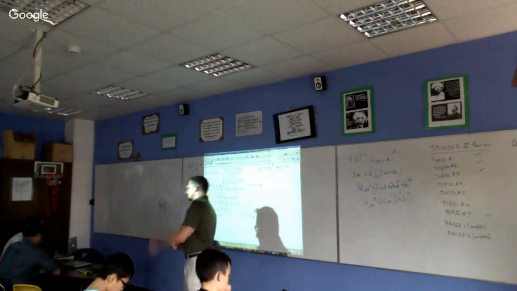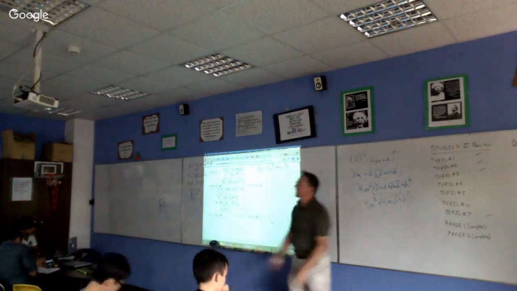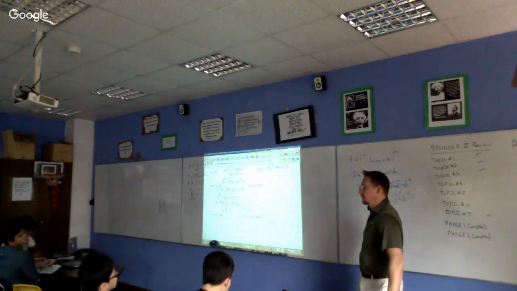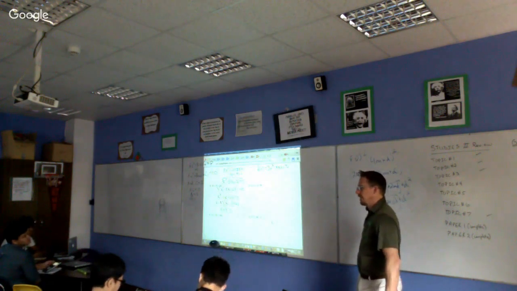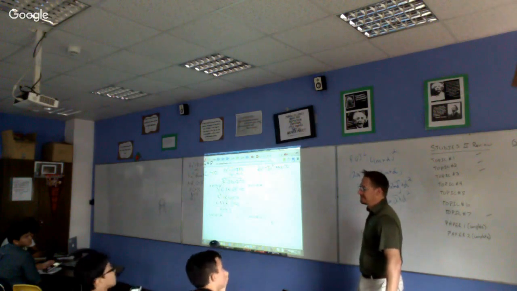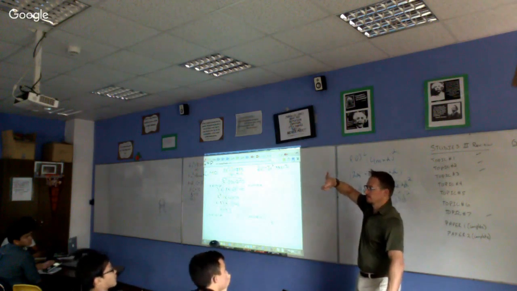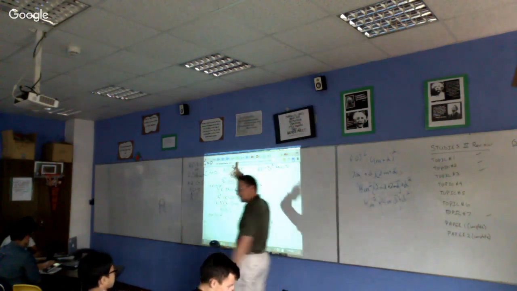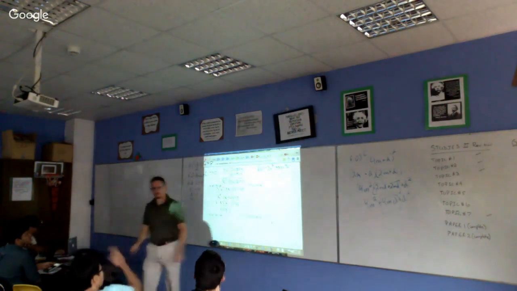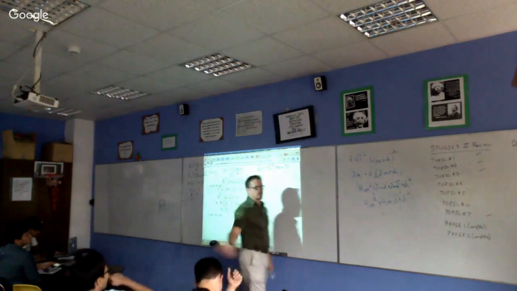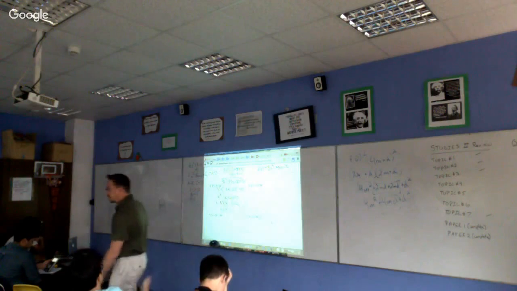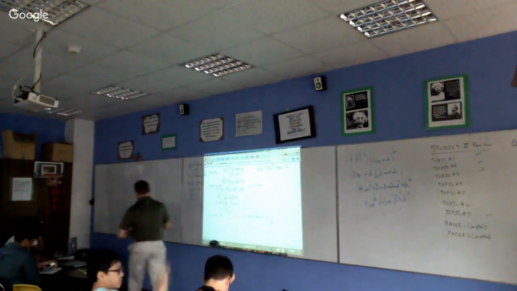How many possible solutions can a quadratic have? What are the possible outcomes? No solution, one solution, and 2 solutions. No solution is when your parabola does not touch the x-axis.